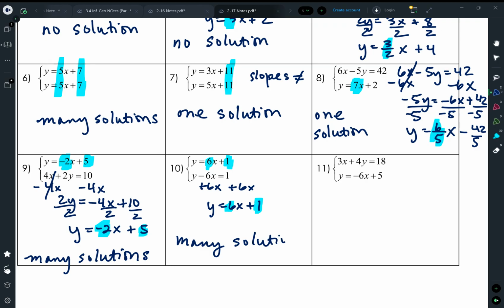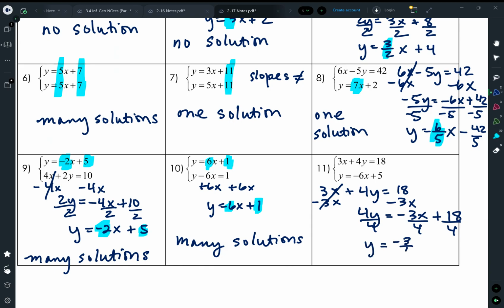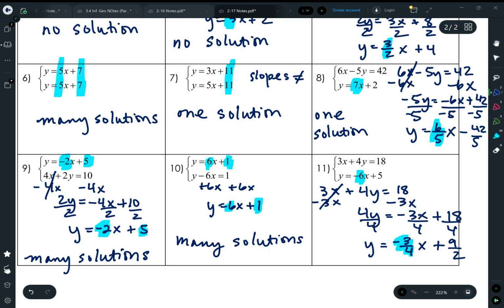For our last problem, I would need to take my first equation and rearrange. So I want to subtract 3x on both sides. 4y equals -3x plus 18. Divide by 4. y is equal to -3/4 x plus 9 halves. So different slopes here. And remember, whenever we have different slopes, our lines are angled differently. They will not be parallel or the same line. And so they're going to cross, and we have one solution.